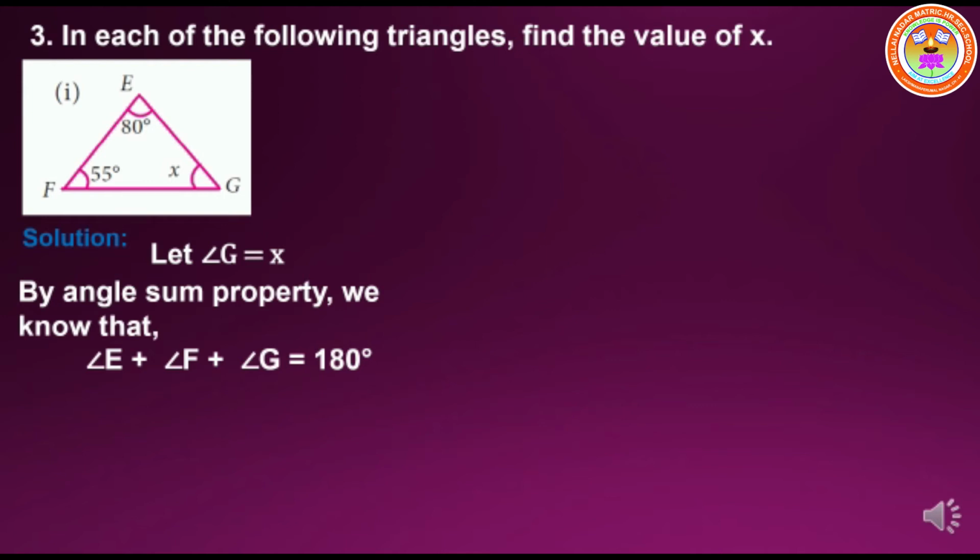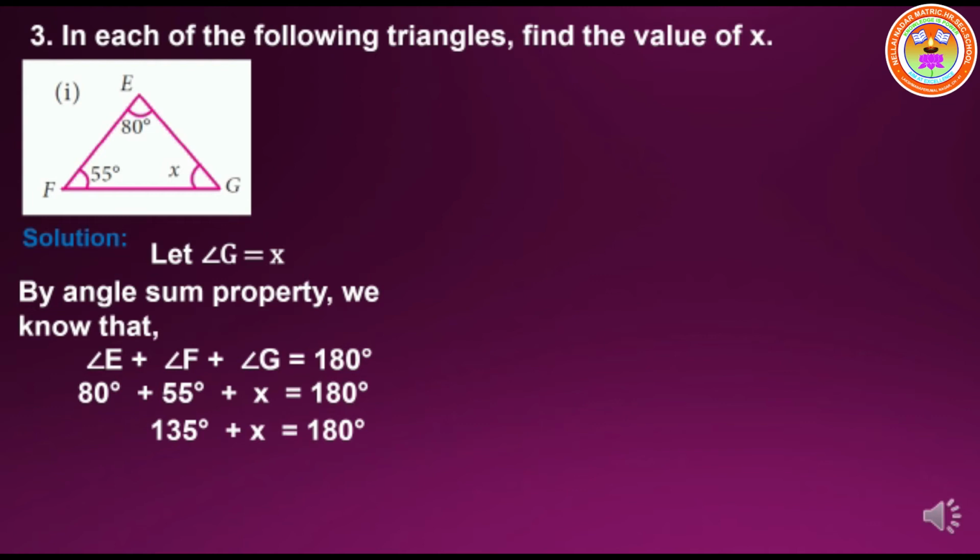Now, in the place of E, we are going to substitute 80 degrees. In the place of F, we are going to substitute 55 degrees. And in the place of G, we are going to substitute x. So the step follows as 80 degrees plus 55 degrees plus x is equal to 180 degrees. Now, let us add 80 and 55 degrees. On adding 80 and 55 degrees, we get the value as 135 degrees plus x, that is equal to 180 degrees.